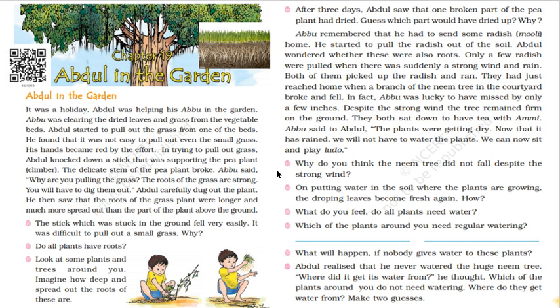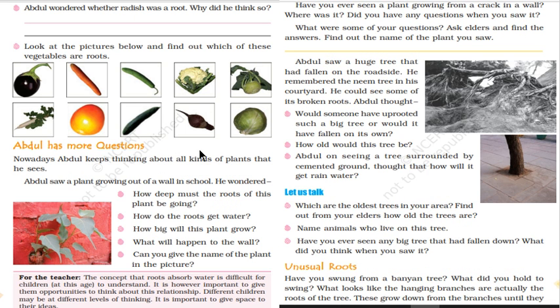See, rain will give you water, and it will be very beneficial for the plants. Abdul has more questions. If you see this type of plants growing on the wall, you may also have some questions in your mind like Abdul has, like how deep must the roots of this plant go, and where did they get water, how big the plant will grow. This type of questions will arise in your mind also.